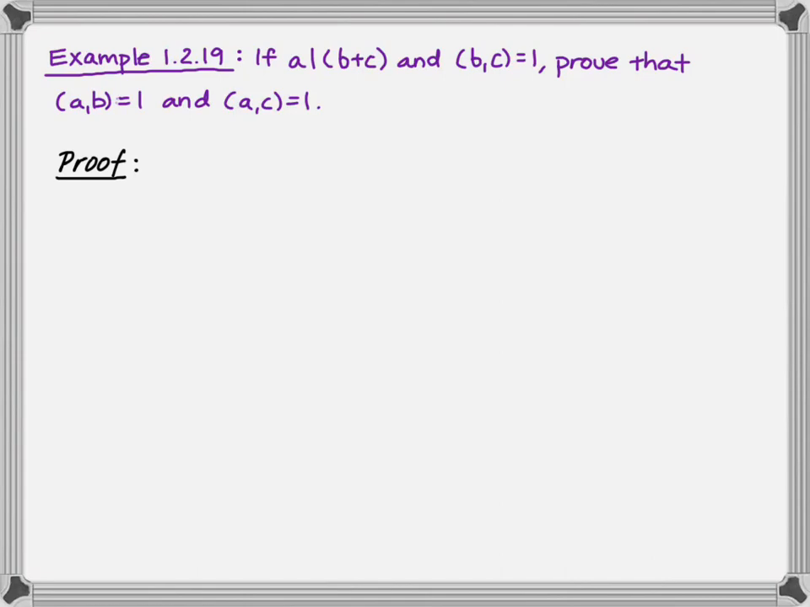So to this end, we're going to let D be a common divisor of A and B. Our goal is to show that if we pick some arbitrary common divisor of A and B, we're calling it D here, well then that D has to be equal to 1. So first, what information do we have? Since D is a common divisor, we know that it divides both A and B.